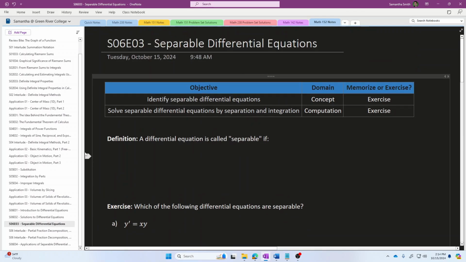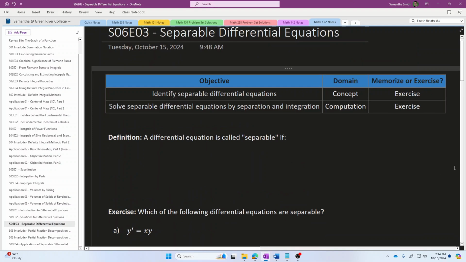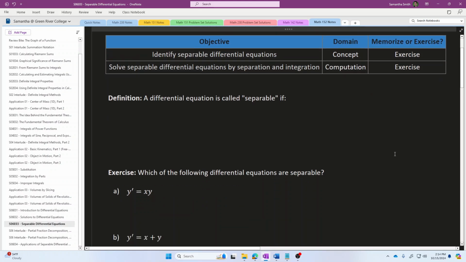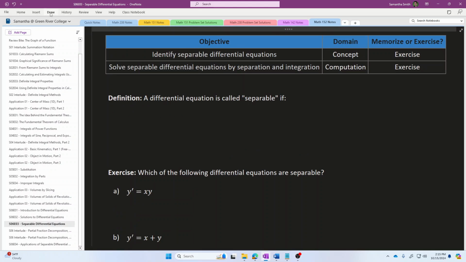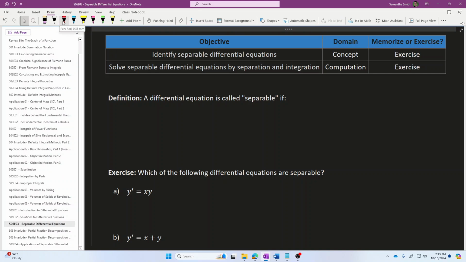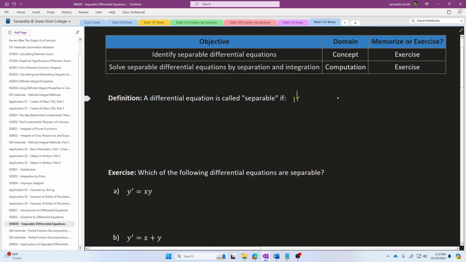In today's episode, we are going to be learning about how to solve another particular variety of differential equation, a specific variety called separable. So, what is a separable differential equation? Once again, a separable differential equation is one that can be expressed in a specific format. A differential equation is called separable if it is possible to rewrite the equation so that it looks like the following.